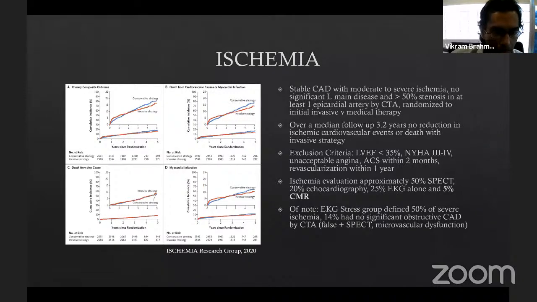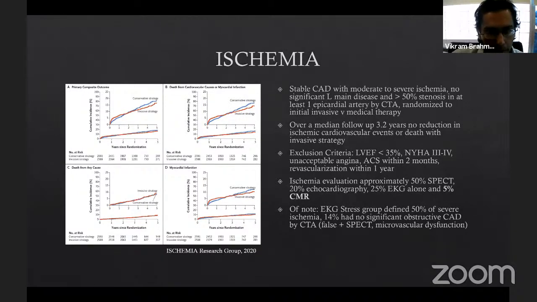However, there's quite a few patients who were excluded from the trial. So anyone a bit sicker, so people with reduced LV function, worsening heart failure, unacceptable angina, recent ACS, or any kind of revascularization within a year. Basically, patients we see in clinic every day. This trial doesn't really apply to them, and we still need to have a way to look at these patients and to identify whether they may or may not benefit from revascularization if they have persistent symptoms.